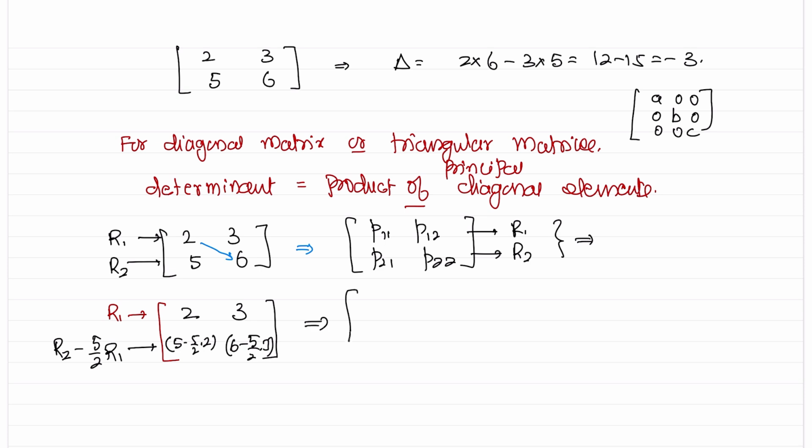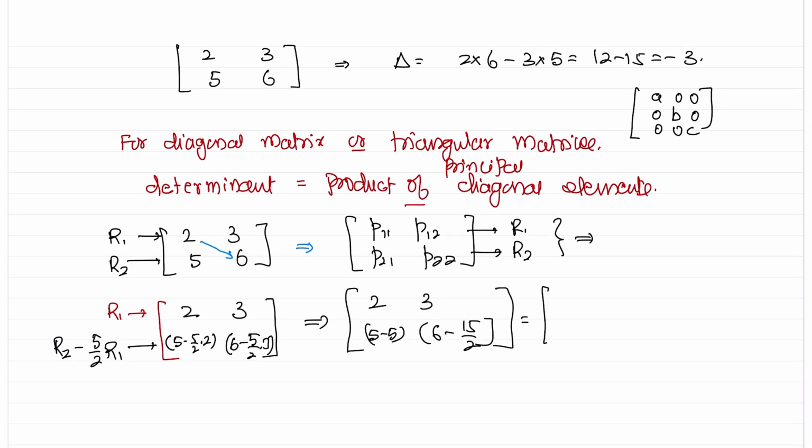Then what will be its value? R1 will not change because I am operating with it. I am operating upon R2, hence R2 values will change. 5 minus 5 by 2 into 2 will be 5 minus 5. This will be 6 minus 5 by 2 into 3, 15 by 2. 6 minus 15 by 2. You are able to follow? Please follow. R1 will not change. This will become 0 and this will be minus 3 by 2.